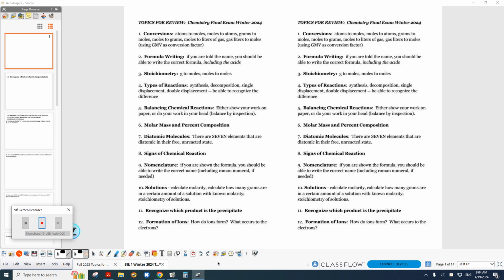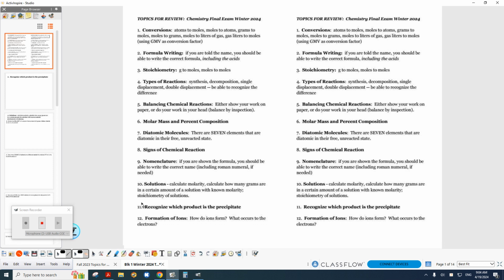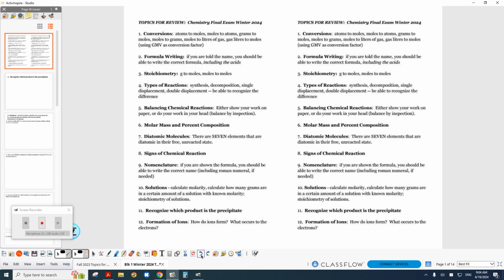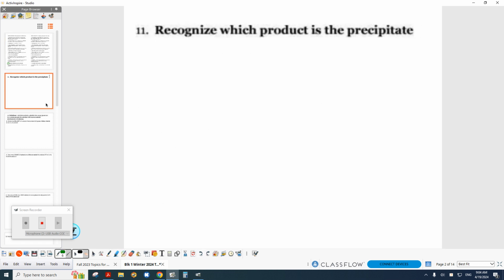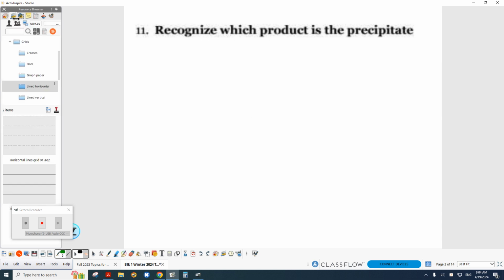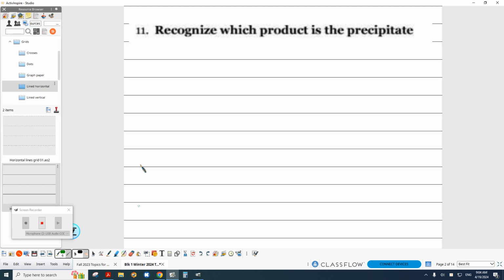Question number 11 is recognizing which product is the precipitate. So let's take a look at number 11 right now. Number 11, recognize which product is the precipitate. How do we know which one is the precipitate? First of all, it's a product. It's a product that does not dissolve.